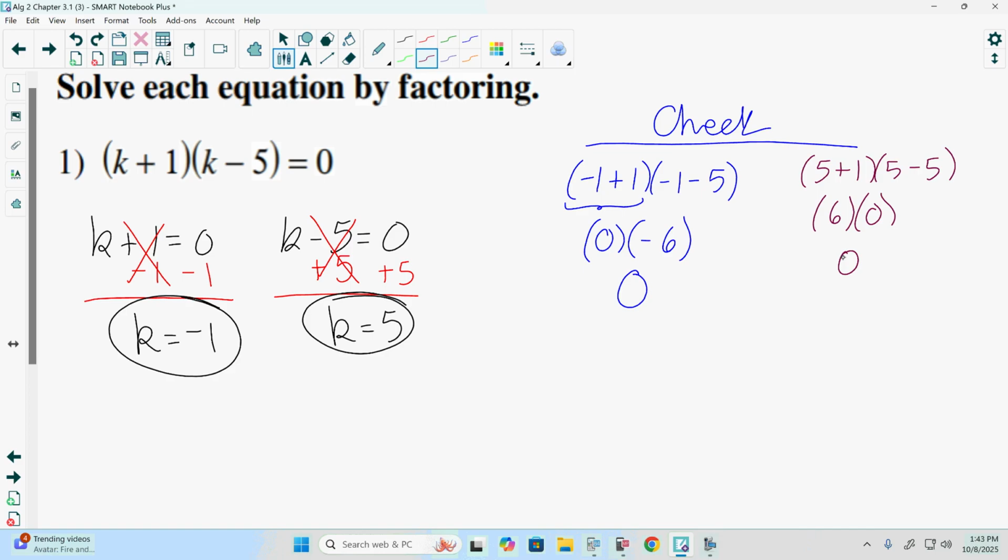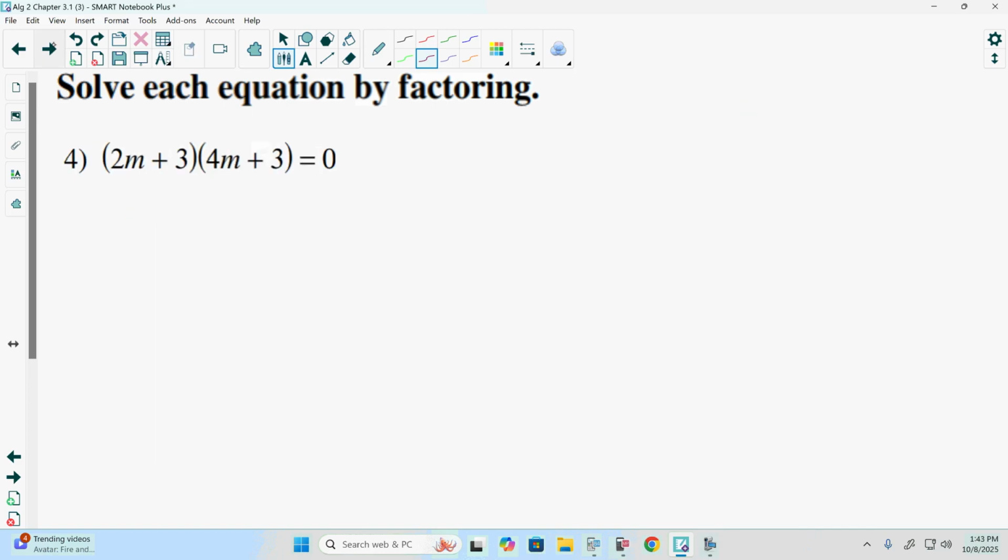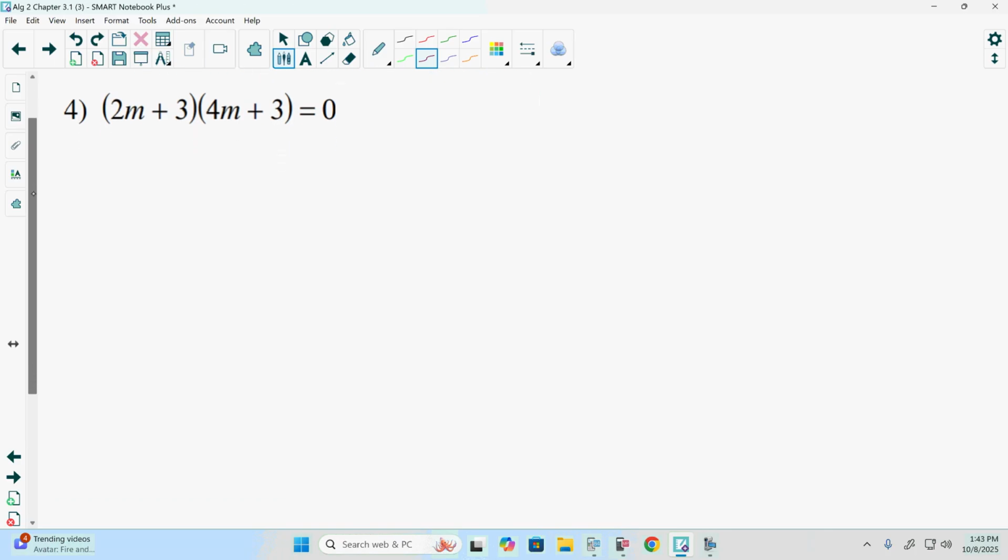Questions on this here? Let's look at the next one. 2m plus 3 times 4m plus 3. Again, we have two things multiplied together to equal 0, so one of these two has to be 0. So either 2m plus 3 is 0 or 4m plus 3 is 0. We have two things multiplied together to equal 0, so one of them has to be 0.